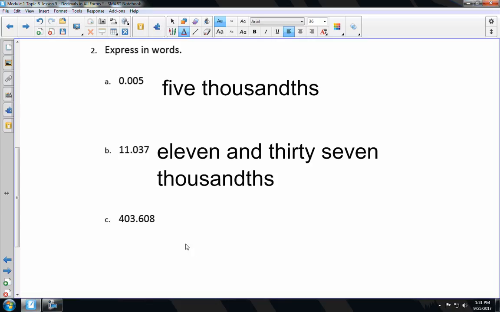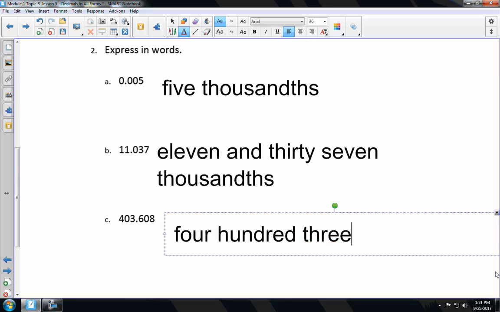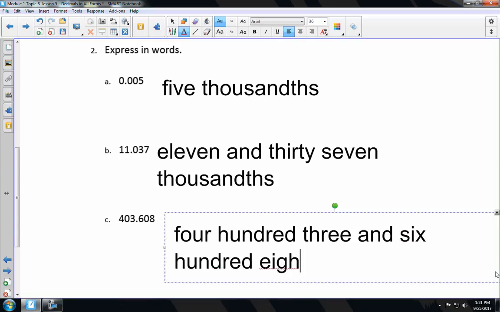And the last one, we're going to read all the way to the left first, which is 403. There's a decimal, which then tells me to say and then I read everything all the way to the right, which is 608, and it ends in the thousandths place, so I can't forget the thousandths.